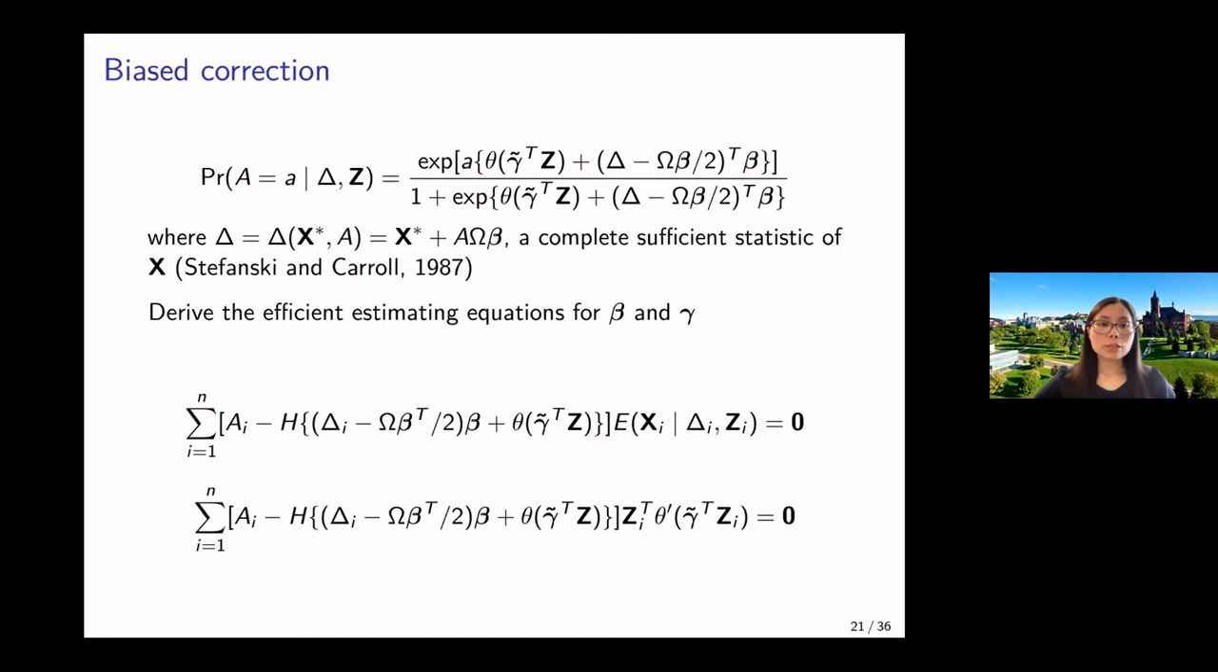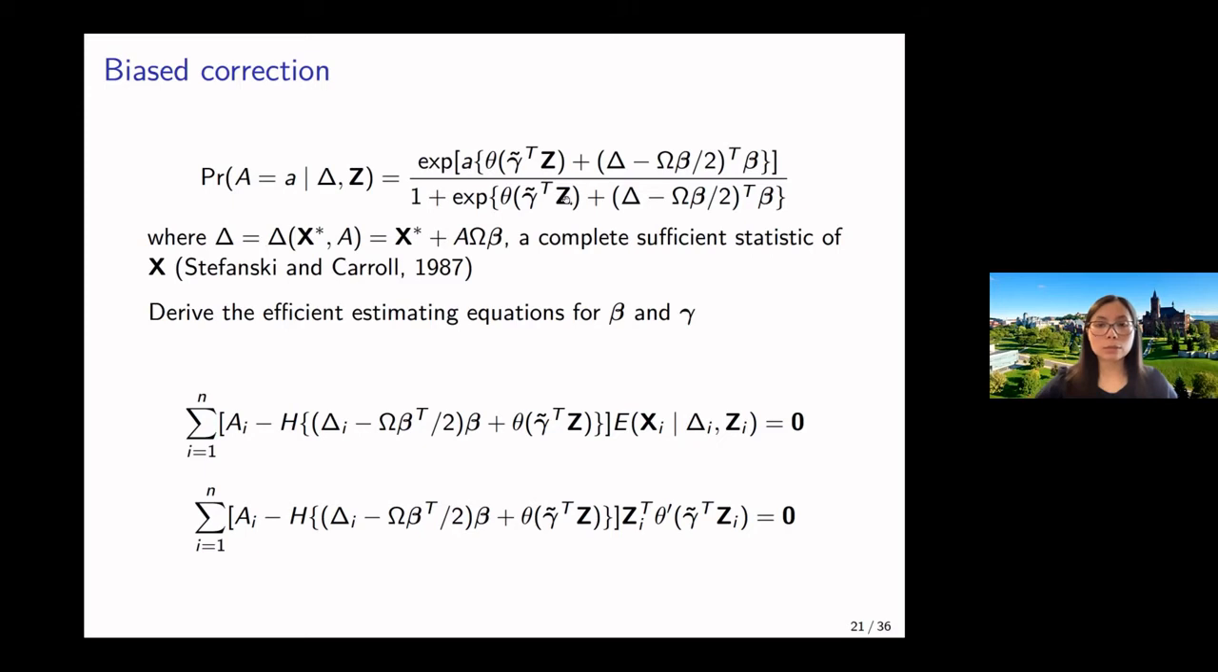So what we do is we prescribe a bias correction approach. To do this, we need to do some derivation by deriving a complete and sufficient statistic for the true covariate X here. We denote it as this delta. This delta will serve as the best estimate of the true unmeasurable covariate, and then we use this delta to estimate the propensity score here. So the propensity score after we do the bias correction will look like this.